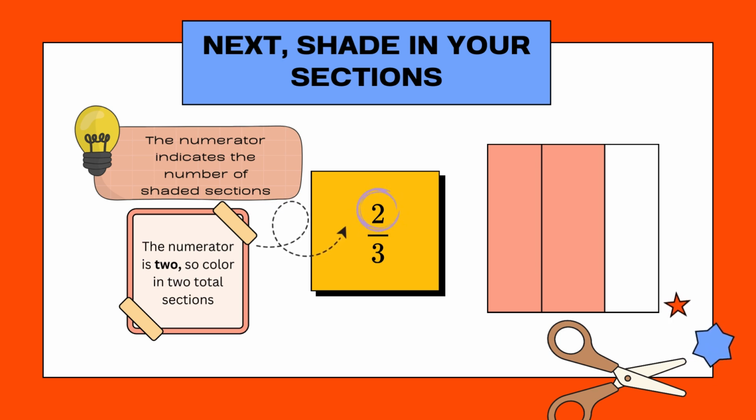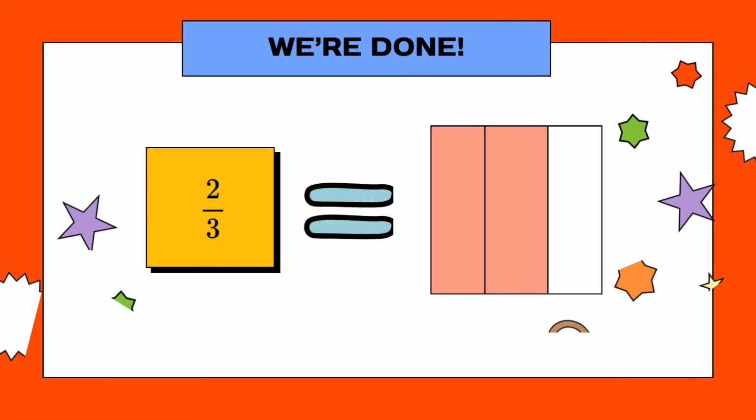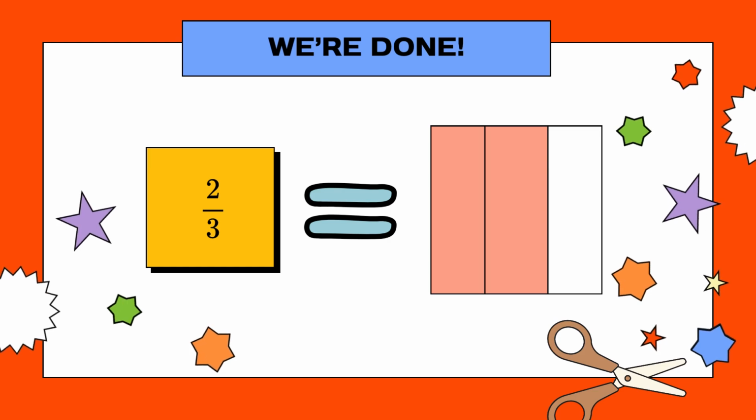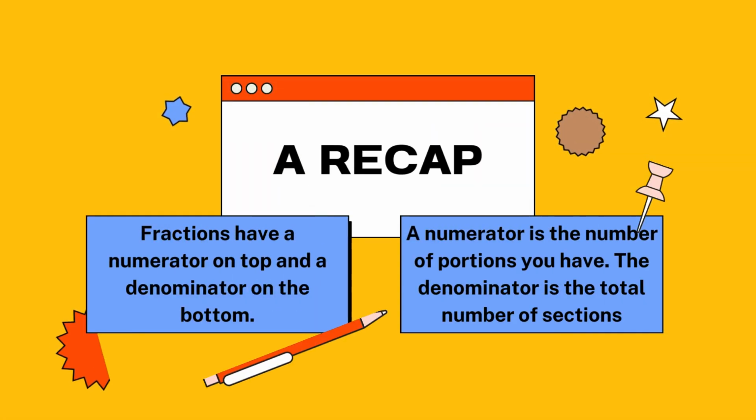It's like picking out how many pieces of a pie you want. You want 2 pieces of a 3-piece pie. And there you have it. Here's our fraction. So here's a recap.